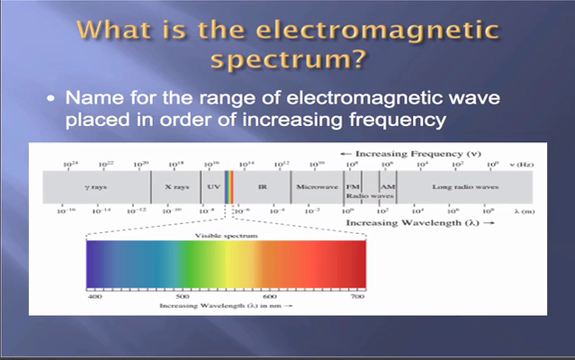Okay, perpendicular. The electromagnetic spectrum is the name for a range of electromagnetic waves placed in order of increasing frequency. Okay, now this is going to be an important concept that we go back to discussing wavelength as well. As we increase frequency, what happens to the wavelength?